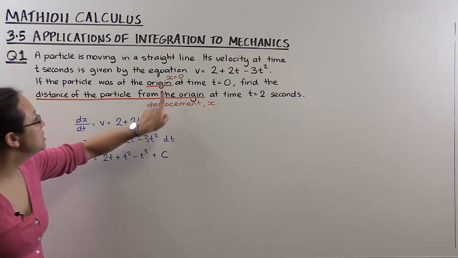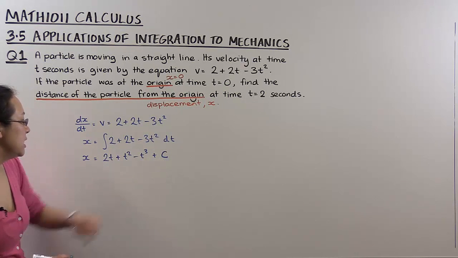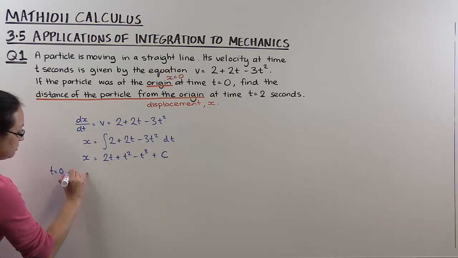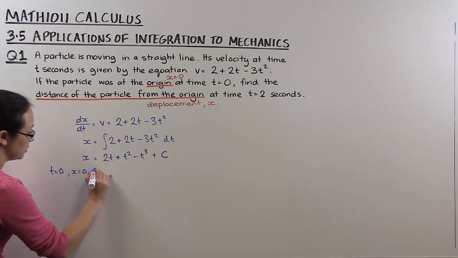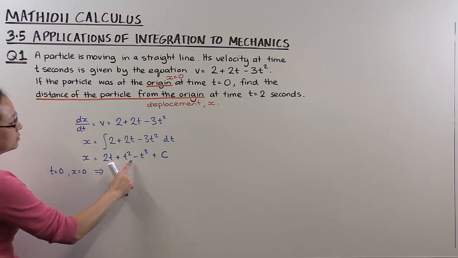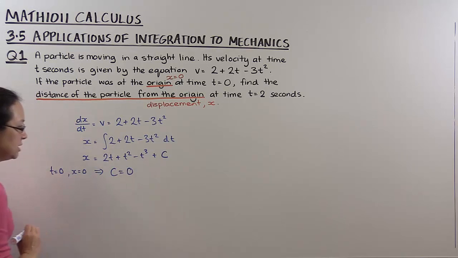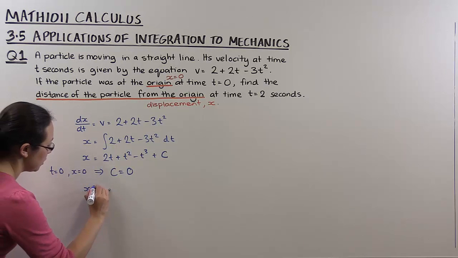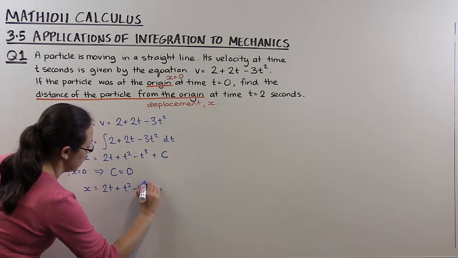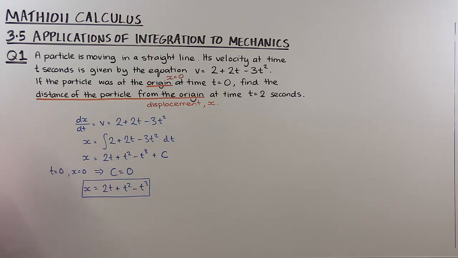We have to use the information they gave us, and that was that the particle was initially at the origin, to calculate what this constant is. Now it turns out that at t equals 0, it was at the origin, so x equals 0, and if we substitute those in, we'll get that 0 is 0 plus 0 plus 0 plus c, so that actually tells us that that constant is 0. So in fact, our equation for displacement in terms of time is 2t plus t squared minus t cubed, and there is no constant there.